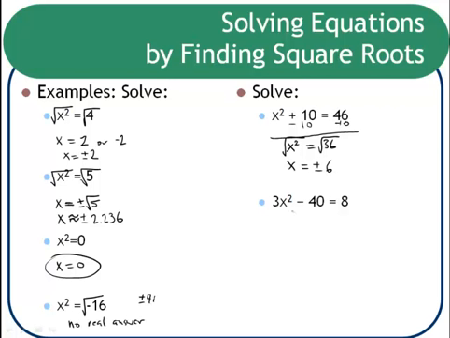So, lastly, I should try to get x squared by itself. I'm going to add 40 to both sides first. And we get 3x squared equals 48. And before I take the square root, I should get rid of this multiplier of 3. And so that gives me x squared equals 16. And that's a perfect square. That's 4 squared. So x could equal either 4 or negative 4.